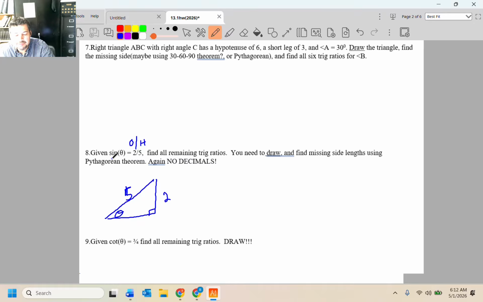Now we'll find this missing side using the Pythagorean theorem. I'll just call it a for now. So a squared plus 2 squared is 5 squared. 5 squared is 25, 2 squared is 4, the difference is 21, so a is root 21. I'm going to go through and do all my ratios. I was told sine, so I don't have to write it down again. That is theta.